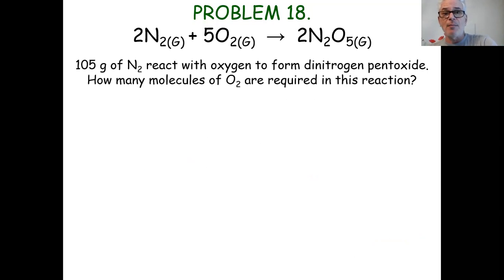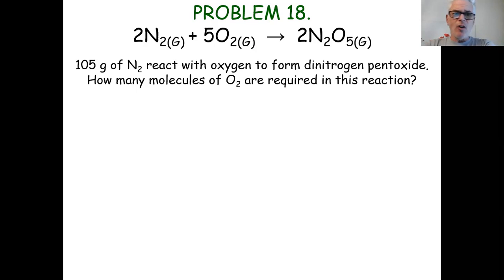Okay? Last problem. Oh, I'm a liar. This is 18. This is the next problem, not the last problem. Here we have nitrogen and oxygen going to synthesize into something called dinitrogen pentoxide. The balanced equation 2 to 5 to 2 is perfect. It says here, what if you have 105 grams of nitrogen to react with oxygen? How many molecules of oxygen are required?